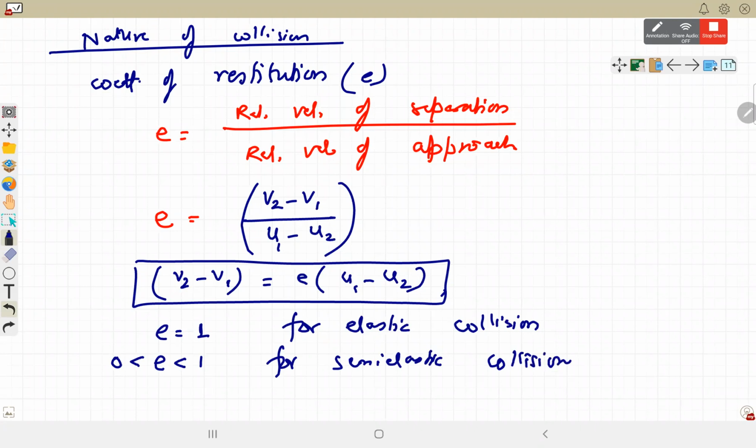After the collision, the bodies are slightly deformed. So in that deformation, some amount of energy will be utilized. Energy will not be saved. Only for elastic collision, the final kinetic energy is equal to initial kinetic energy.